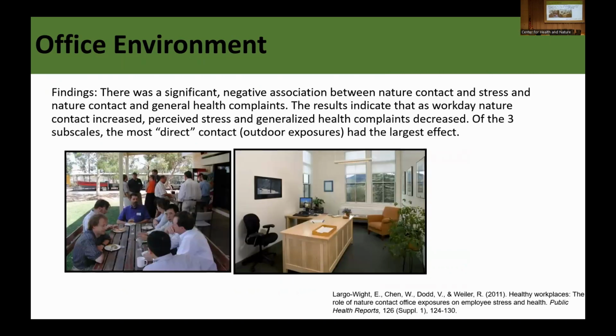So what we found in that study was that there was a correlation between the amount of nature a desk-bound office staff person had in their 8-hour workday and their generalized stress and overall health complaints. So that was interesting. And what we also found was, with this tool, we were able to think about the different forms and types of nature contact. And we found that the more direct, the stronger the relationship. So the more times they had an outdoor work break or outdoor lunch, the bigger impact that had on them.